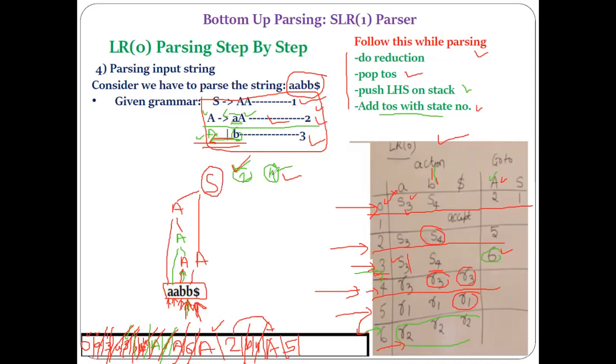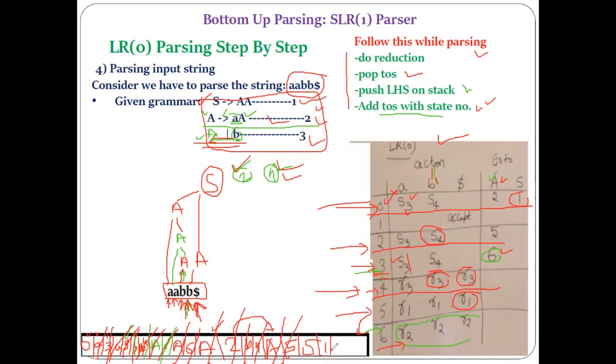Then pop the top of the stack. Now you are reducing 2 symbols from the RHS to the LHS. So how many entries do you have to pop from the stack? 4. This one, then this one, and this one. Then push the LHS on the stack. Now what is the LHS of production number 1? S. So S will be pushed on the stack. Then add the state number on top of the stack. Now which state number do we add? 0 on S means 1 you have to add on top of the stack.